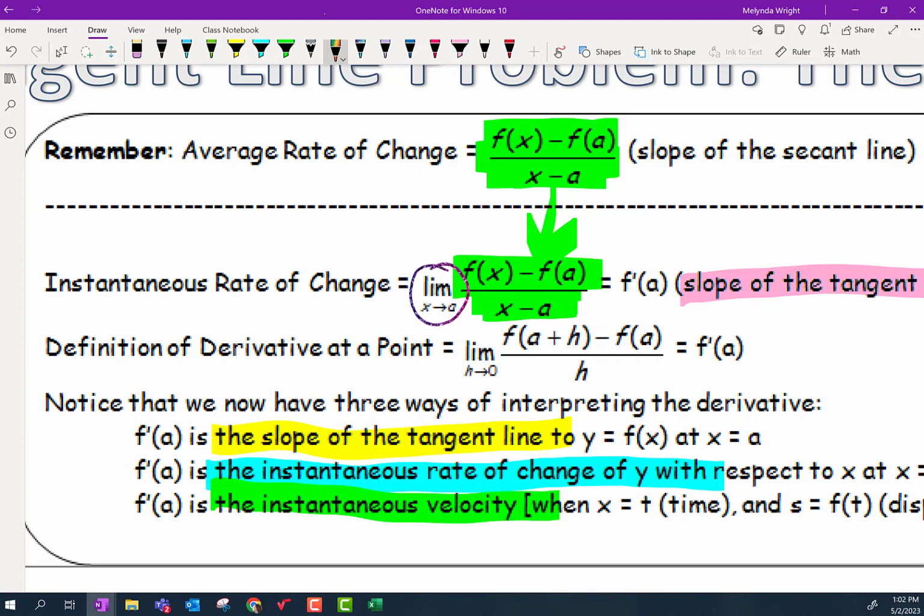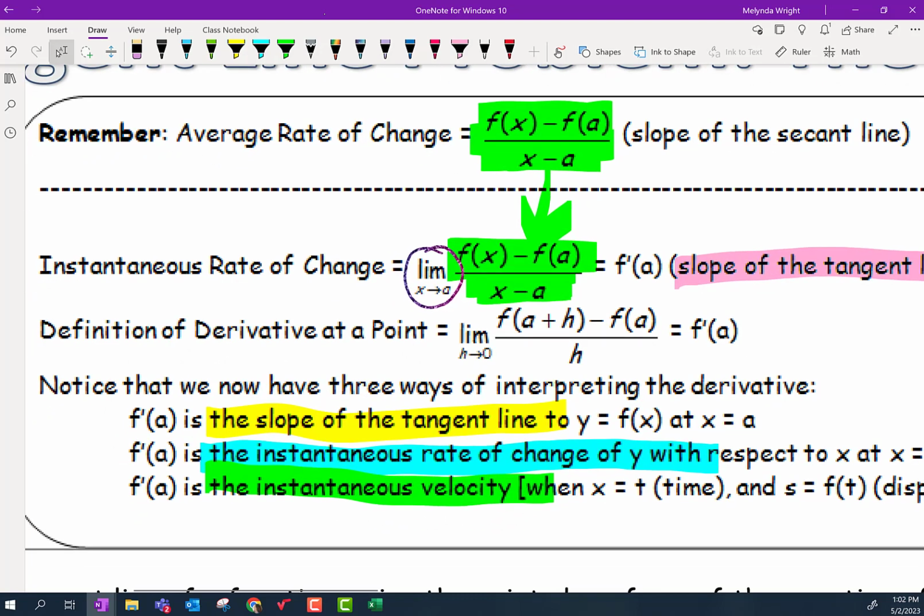And let me explain kind of why. First of all, we call this first one the alternate form of the definition of the derivative. I know you're going to be excited to know that the definition of the derivative is a limit.